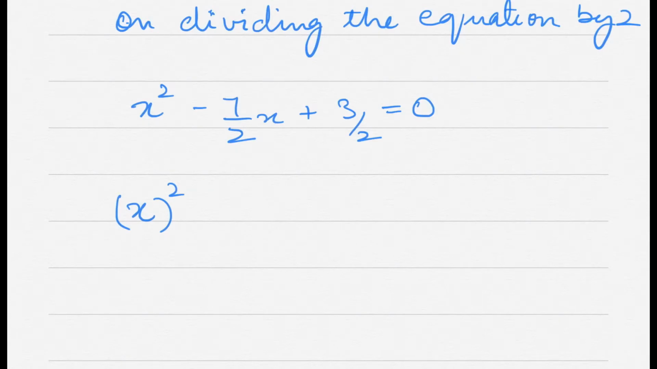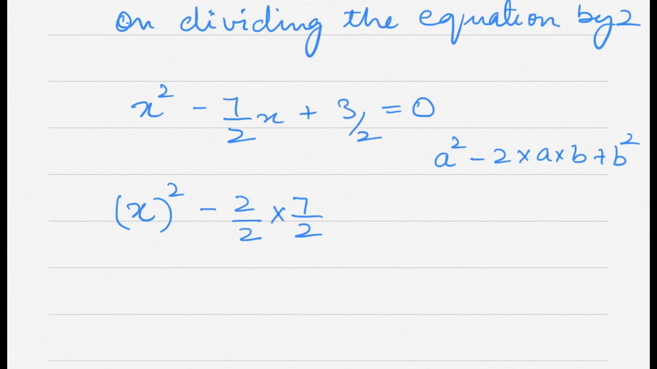Because this is negative, I have to get it in the form of a square minus 2 into a into b plus b square. So the first term is squared. Now I have to get the form of 2. There is no factor 2 here for 7 by 2, so what will I do? I'll multiply by 2 and divide by 2, because if I multiply only, then it will not be fair; the equation might change. So I'll multiply this by 7 by 2, and I will have x here plus 3 by 2 is equal to 0.